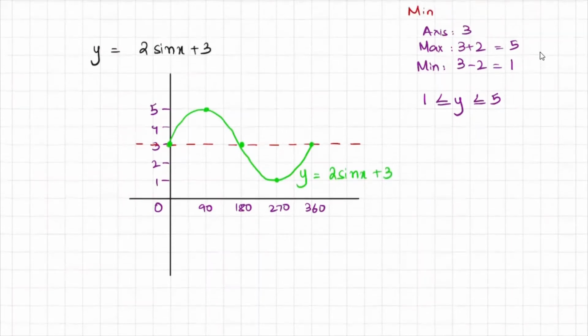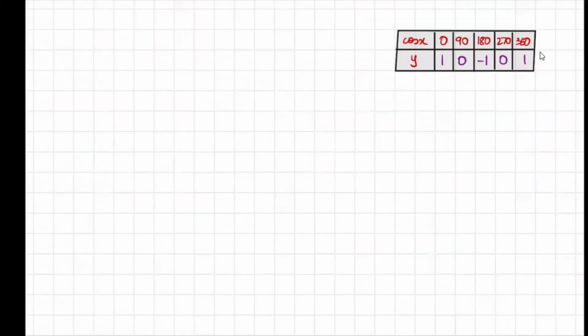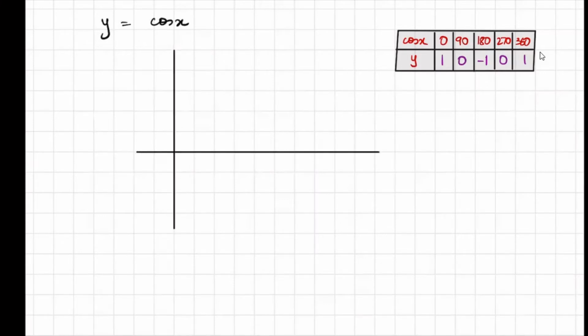Okay, let's move on to the graph of cos now. So the graph of cos would be made using the table that I've written over here. Y equals to cos x. Let's make it. Okay, this is the most basic graph here. So 0, 90, 180, 270, 360.